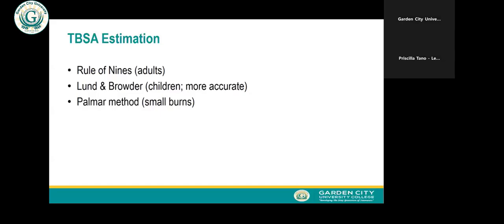Okay, so TBSA estimation. I'm sure we've all heard of the rule of 9, right? You've all heard of the rule of 9. So mostly the rule of 9 is accurate in adults. It is a very quick way to estimate the percentage of burns, the rule of 9.